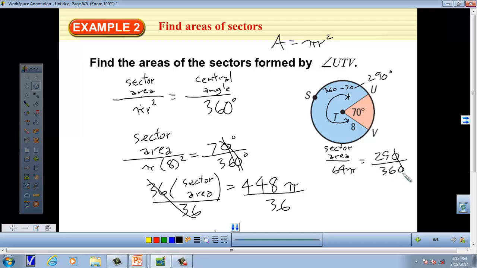Again, I think all we can do is divide by 10 there. So we would say 36 times the sector area is going to be equal to 29 times 64, which is 1856 pi. We're going to divide both sides by 36.